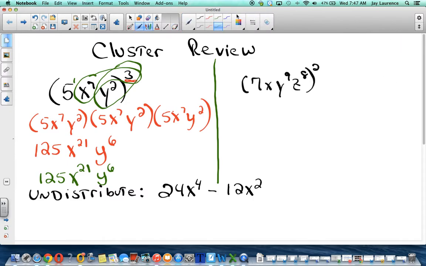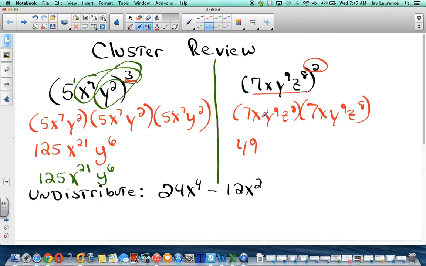All right, so that being said, let's check this one out. It would be 7x y to the 9th z to the 8th times the quantity of 7x y to the 9th z to the 8th. How did I know to write it twice? Because there's a 2 here. That exponent, that power, means there are 2 of those groups or quantities. Just multiply your 7s: 49. x times x is x squared. Y to the 9th times y to the 9th would be y to the 18th. Z to the 8th times z to the 8th would be z to the 16th.